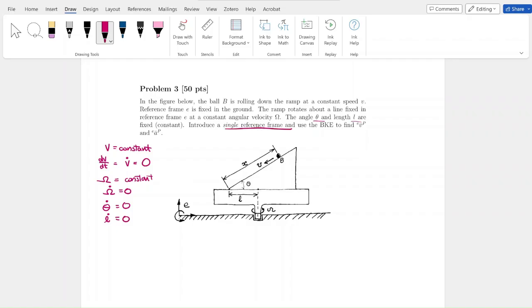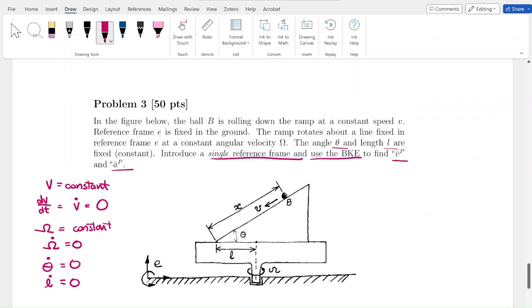Introduce a single reference frame and use the BKE to find the velocity of P in E and the acceleration of P with respect to E. Oh, I think that's a typo. This should actually be B, and this should also be B. So we want to find the velocity of B in E and the acceleration of B in E.